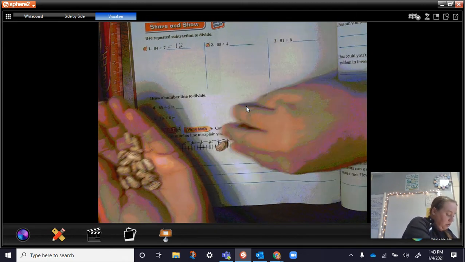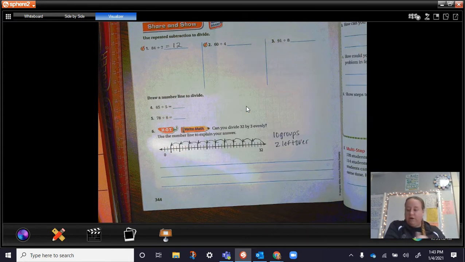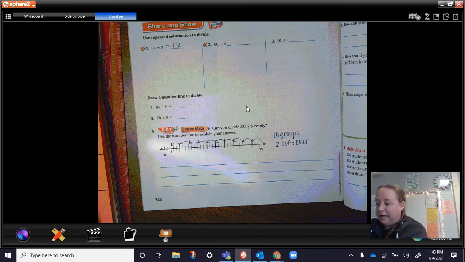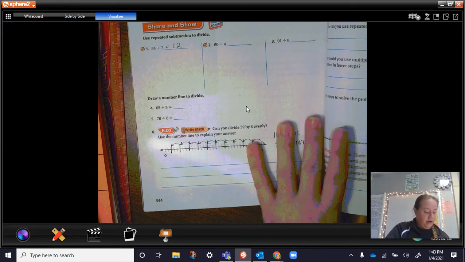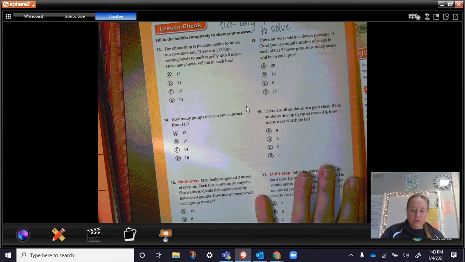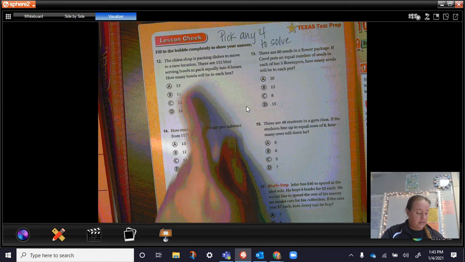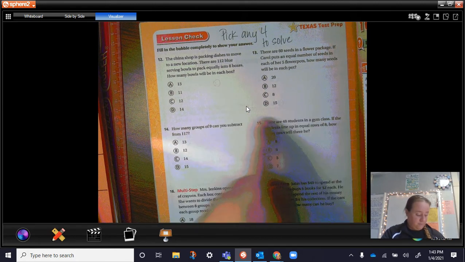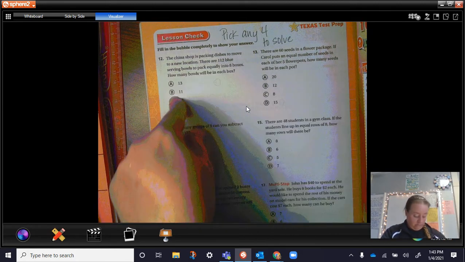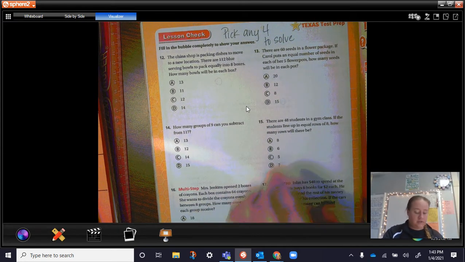Put all these away. So work on that page, and then the part that you're turning in for your independent work. That part's just the practice that we would normally do together. And then your independent work is on page 348. On this page, the directions say to pick any 4. I don't care which ones you pick. It doesn't matter. Just pick 4 on this page to solve.